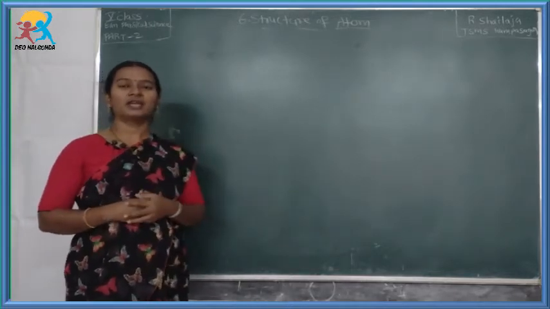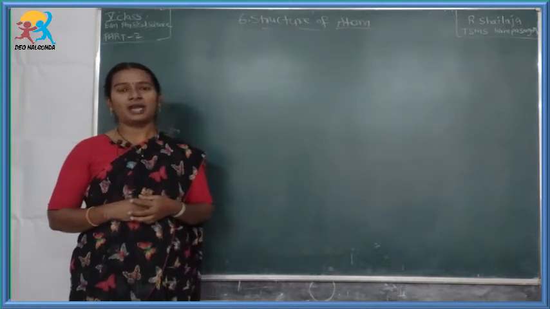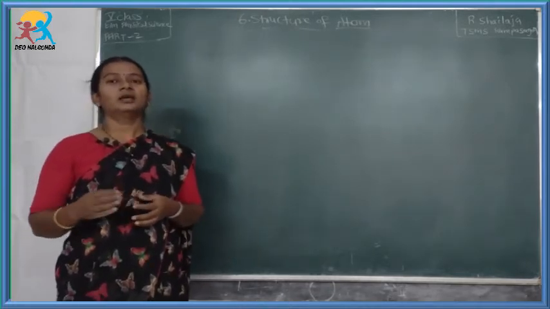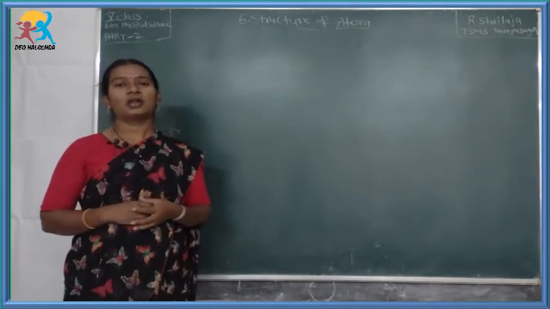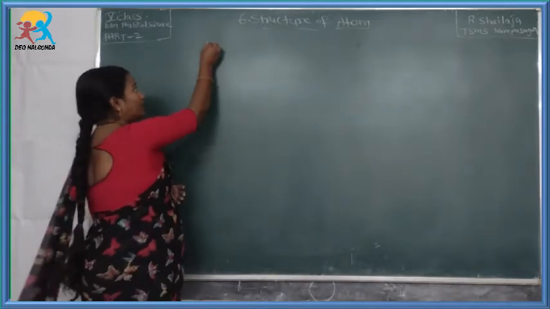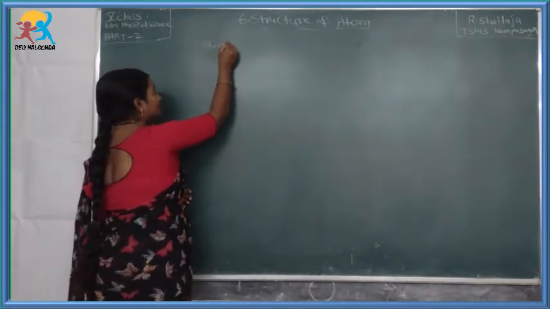In the first section, what did we learn? The spectrum, electromagnetic spectrum, Bohr's atomic model of hydrogen atom, quantum mechanical model of atom and orbital structures. Okay, and next, quantum numbers.